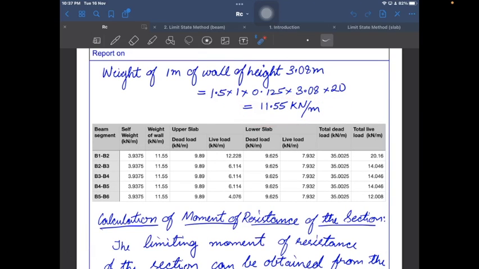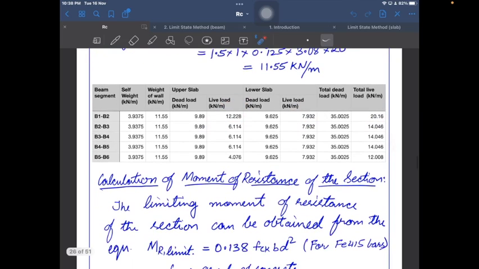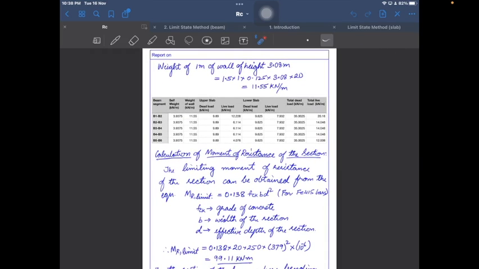So from there you have self weight, weight of the wall, dead load. All these things are dead loads. You add them, you get this, and this, and this are dead loads, and this is live load. You add them, you get this. Similarly, you fill this column. I guess the load calculation is very much clear till here.